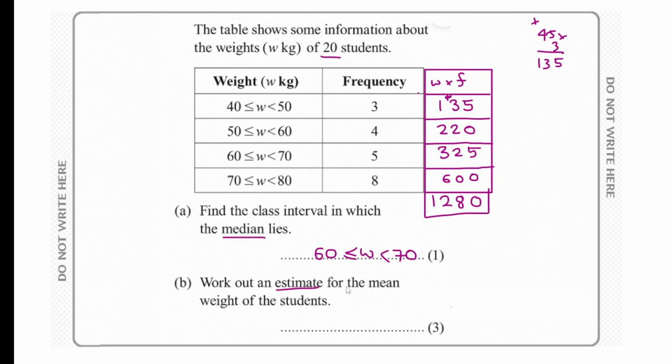Now, to find the estimated mean, you need to divide 1280 by the total of the frequency column, but the question says it's 20. So let's divide it by 20. This 0 and this 0 get cancelled out. Half of 128 is 64. Now, the units are not given, so I have to put kg. Final answer to get 3 marks.